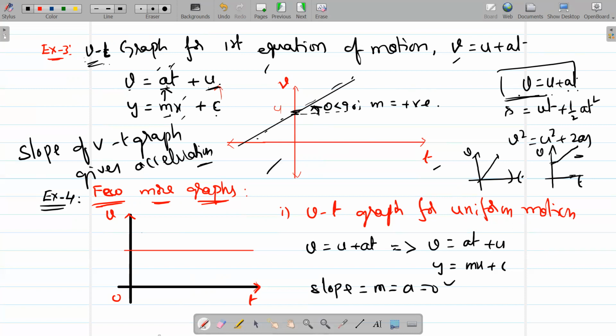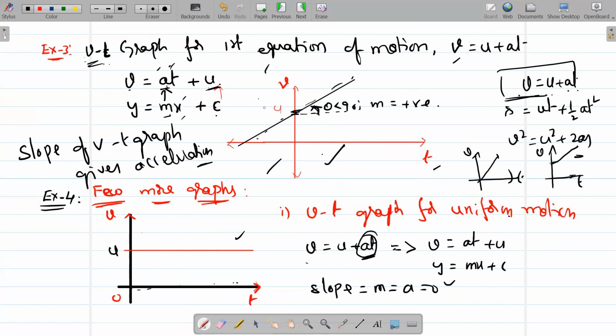Now a few more graphs related to this, say the v-t graph for uniform motion. This v-t graph is for uniformly accelerated motion. Whereas for the v-t graph for uniform motion, uniform means u will be constant, and u constant means acceleration will be zero. This term will become zero. If this term becomes zero, v will be equal to u. That will be fixed. So v will have a fixed value, whatever the time, so it does not depend on time. So we'll get a straight line parallel to the time axis. This is the v-t graph for uniform motion, and this is the v-t graph for uniformly accelerated motion.